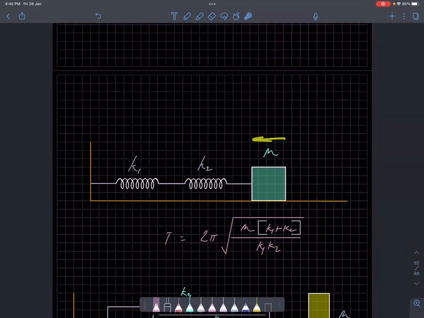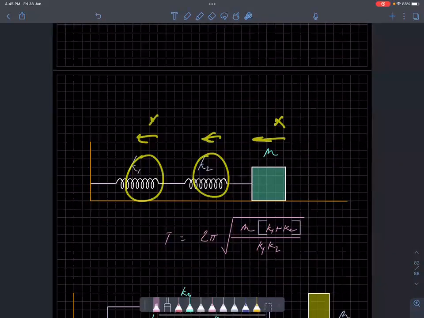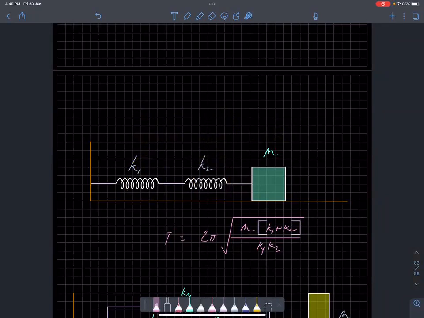If the mass is compressed by X, these two will not get compressed by X. This will get compressed by X1 and this will get compressed by X2. And in fact, 1 by K will be equal to 1 by K1 plus 1 by K2. As we saw in work power energy. If you want, you can just go back and check that.